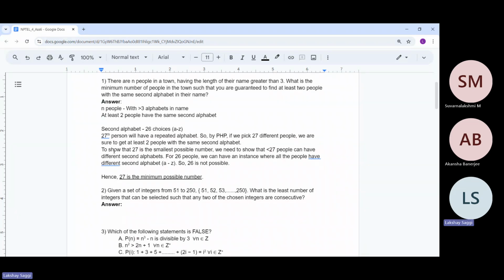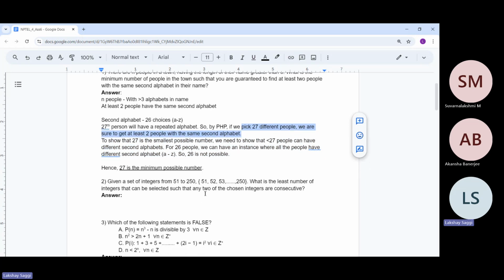So one thing I just wanted to point out, which is very important whenever we need to show a minimum number of people: how do we guarantee that something is minimum? Here in this argument, we have just shown that if we pick 27 people, then we will always have two people with the same second alphabet. But to ensure that this is minimum, we need to show that less than this is not possible. And for that, we gave this sort of argument. So both of these arguments are important in general. I hope everyone appreciates what I'm trying to say.